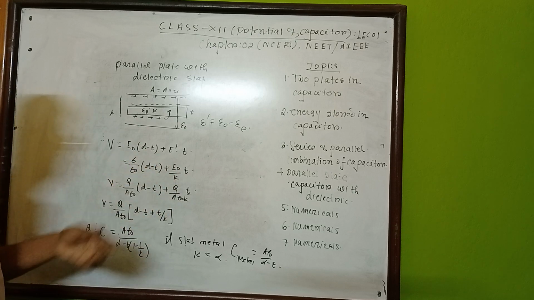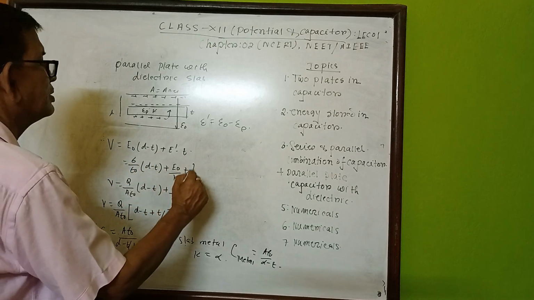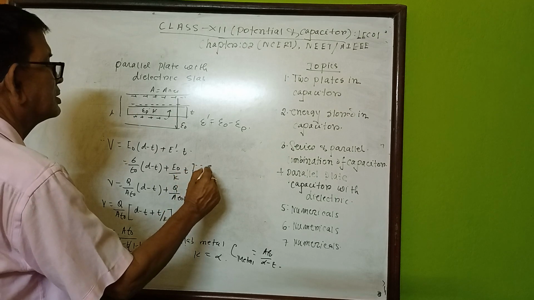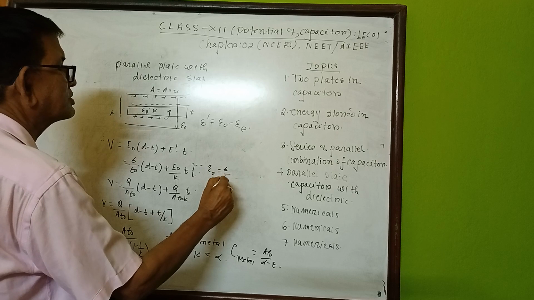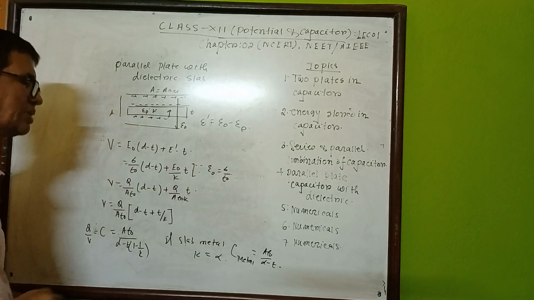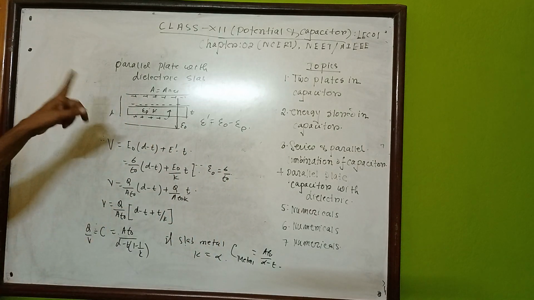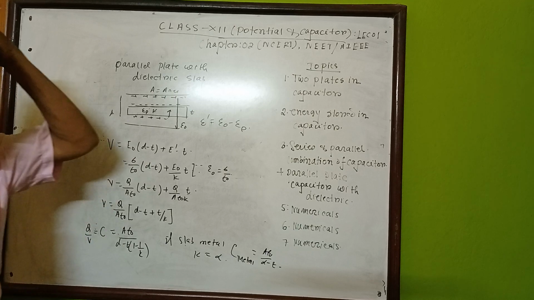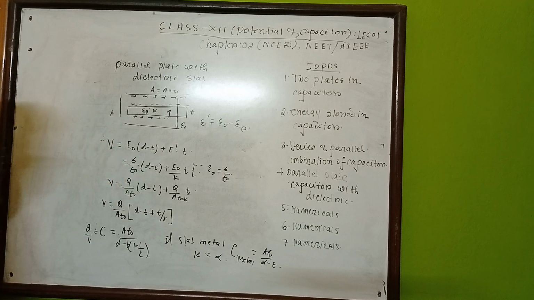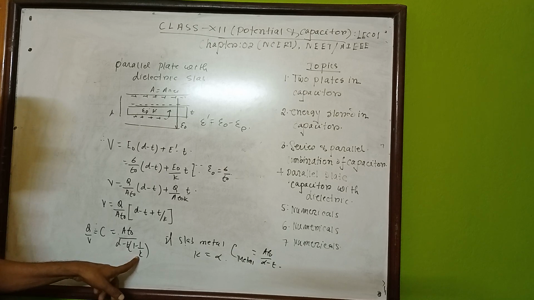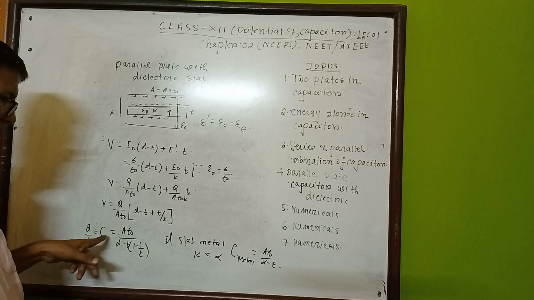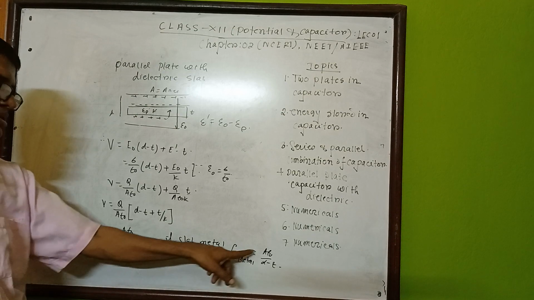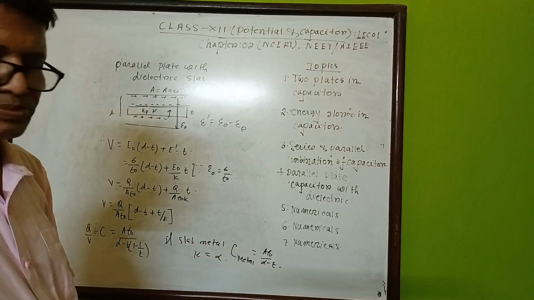Now E0, we know, E0 equal to sigma by epsilon naught, already from Gauss's law you have learned. So from that consideration I have calculated electric field for dielectric. Now if the slab is made of metal, you will put k equal to infinity. So 1 by infinity is 0. So then for a metal slab the capacitance comes as epsilon naught A by (d minus t).